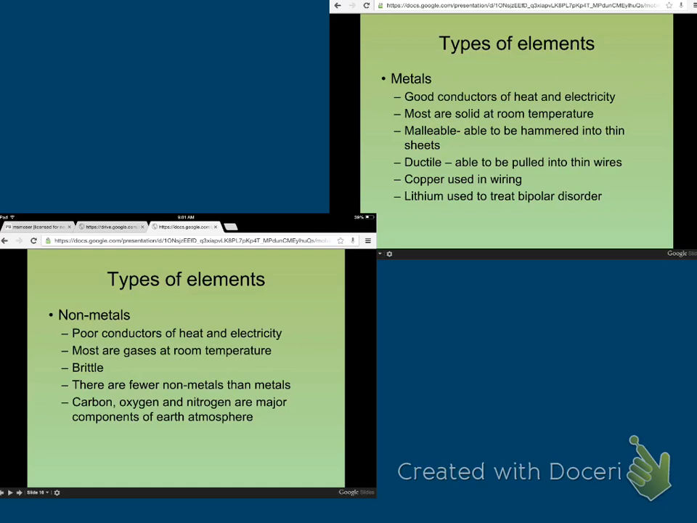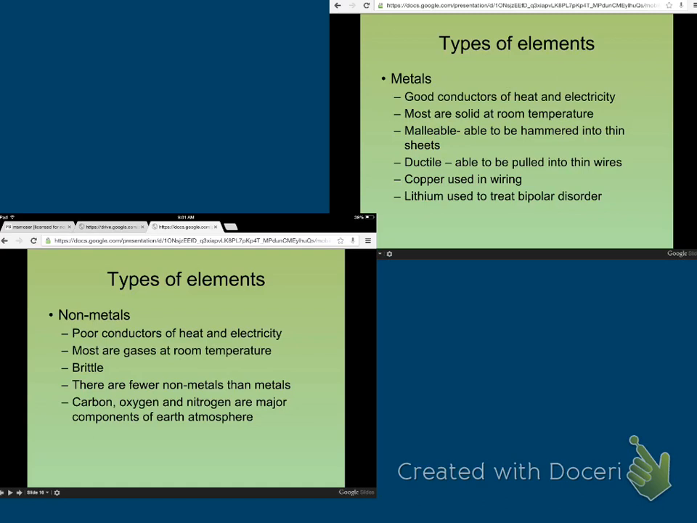Now, there aren't as many of the nonmetals as there are of the metals. And actually, the nonmetals just take up sort of this little corner over here. There's a handful of them. Some of them are fairly important to us. I'm a big fan of oxygen myself. Nitrogen and carbon, you are carbon-based life forms. Actually, those three elements right there, as well as being major components of the atmosphere, are major components of you.